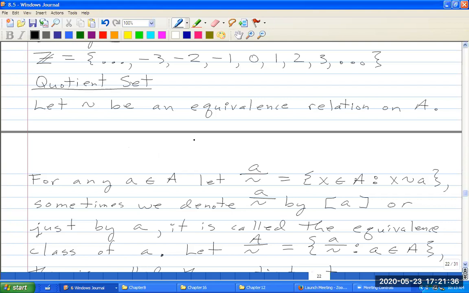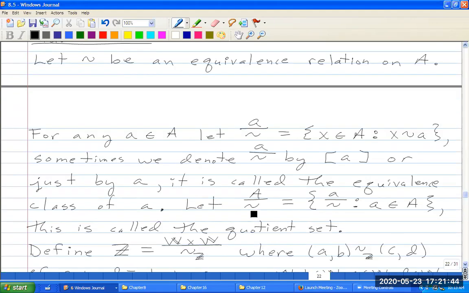Okay, so let the set A quotient this equivalence relation be the set of all A quotient equivalence relation where A is in the set A. This is called the quotient set of A.